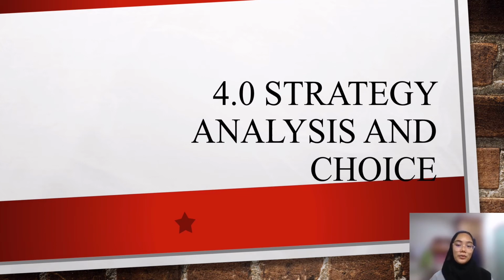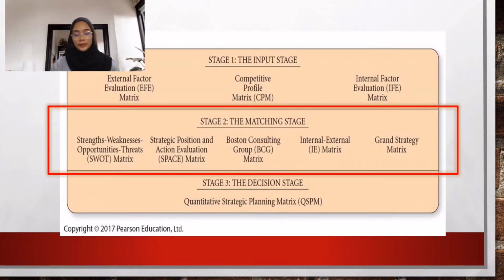So I will explain more about the strategy, analysis, and choice. It is also known as stage 2. This part is stage 2, the matching stage. My explanation will include the SWOT matrix, SPACE matrix, BCG matrix, IE matrix, and grand strategy matrix.